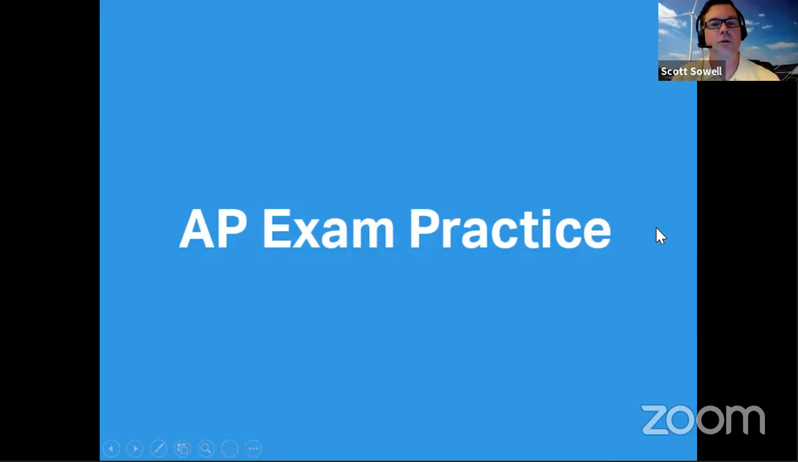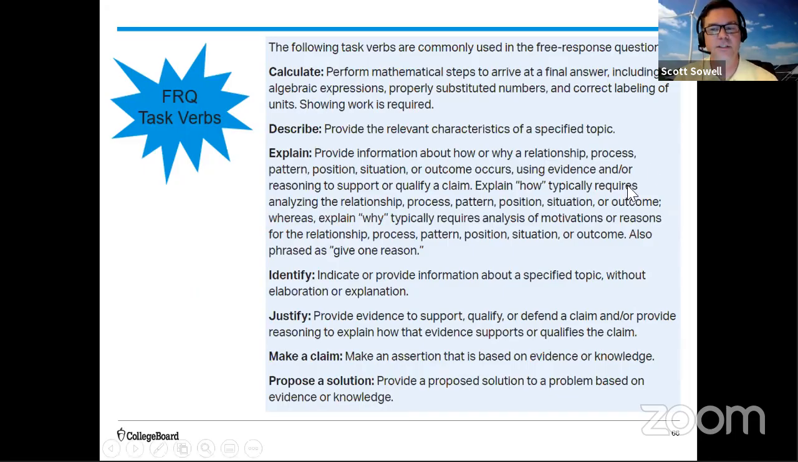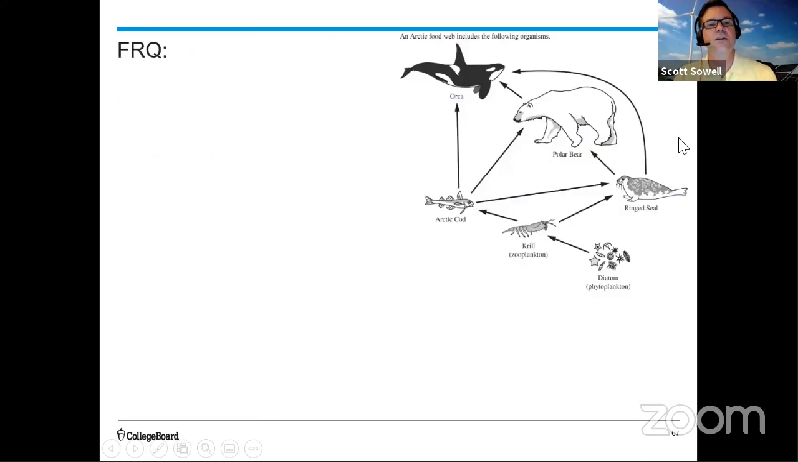So here is your homework practice for tomorrow. Again, pay attention to the task verbs. These task verbs mean something, and they tell you what types of writing you should be doing in your answer. So this is the Arctic food web question from a few years ago. The first thing you should notice here is this visual representation, this model of a food web. You should start looking at the direction of the arrows.